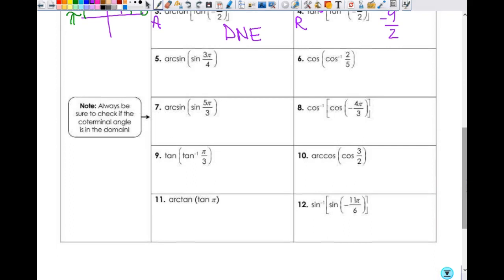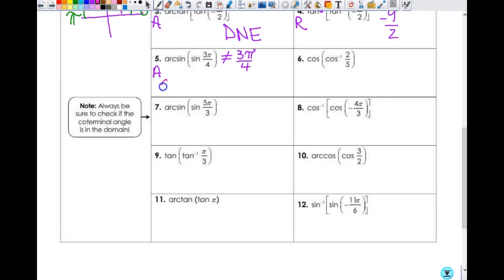So let's look at number 5. Arcsine of the sine of 3 pi fourths. This is an angle, right? Does 3 pi fourths fit within negative pi halves to pi halves? No, because that's in the second quadrant. So this does not mean that I can't get an answer. What this means is that this does not equal 3 pi fourths. Okay? It doesn't just spit out the answer like the rest of them do. Okay? So on this one, we have to actually work it from the inside out.